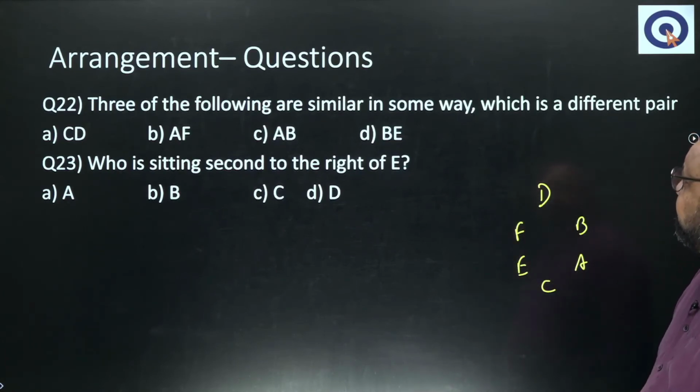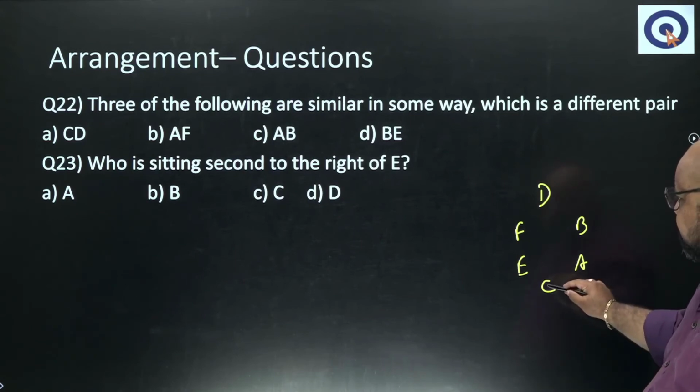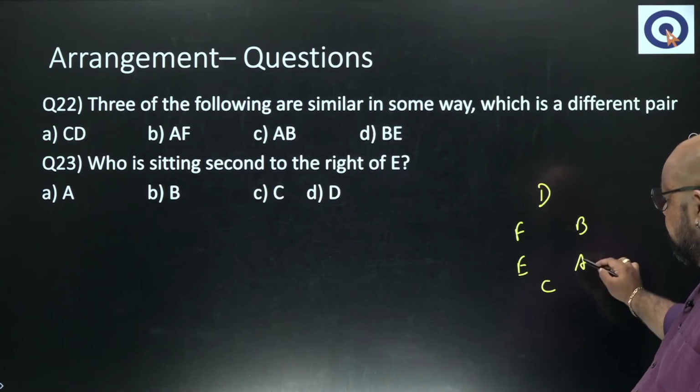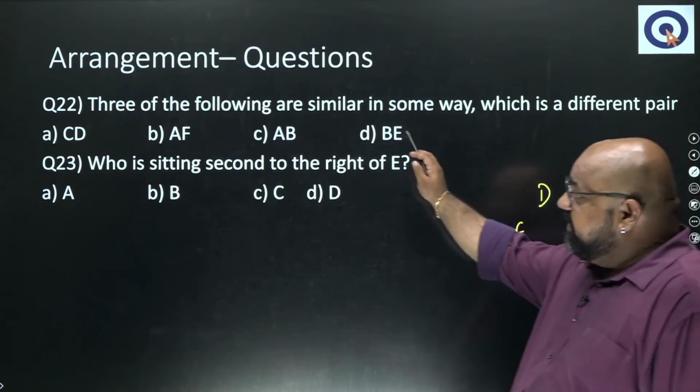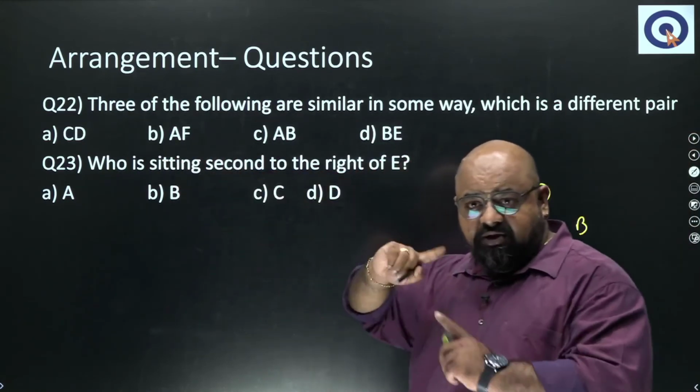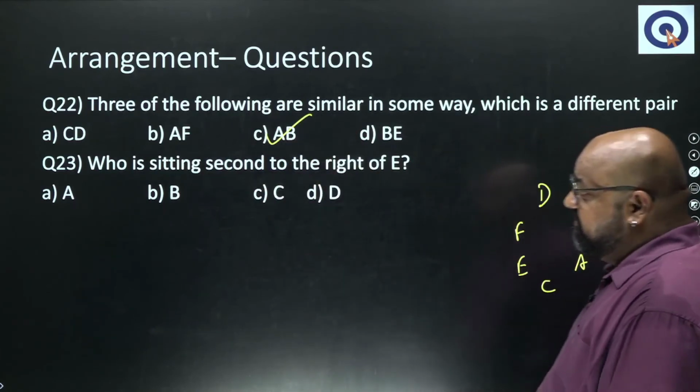Three of the following are similar in some way, which is different. C, D, they are opposite. A, F are opposite. A, B are not. B, E are opposites. So B, E, A, F and C, D are sitting opposite to each other. A, B are adjacent. So this is different.